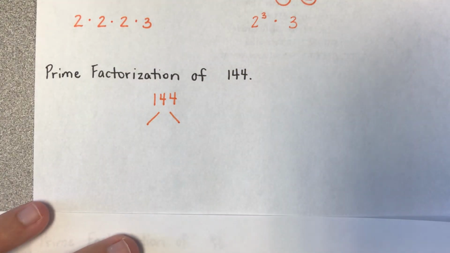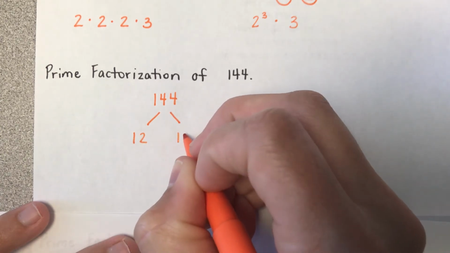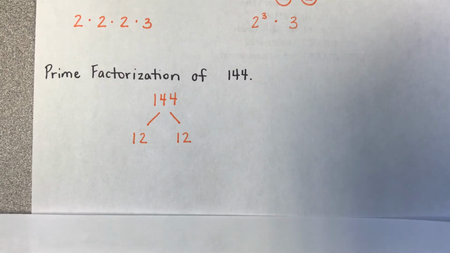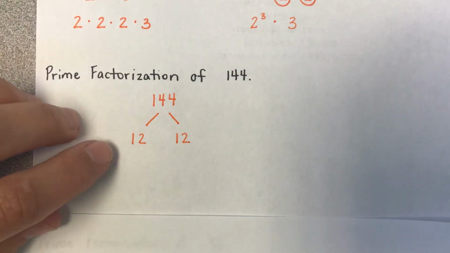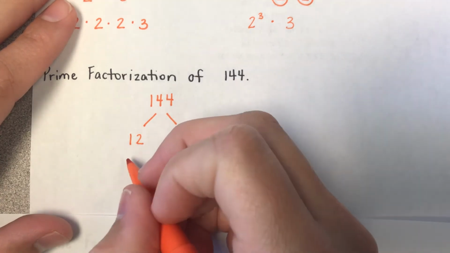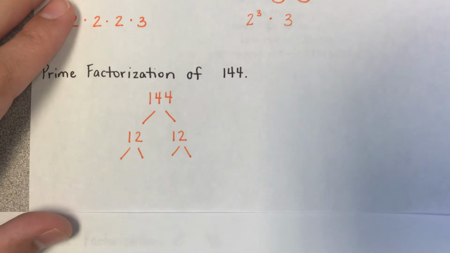Once again, there are many things you can start off with. I usually tend to go with what I think students are going to do the most, and so I think most students are going to pick 12 and 12. Okay, so I've broken it down. Next I ask myself, are either one of these prime? 12 is not prime, so I need to break it down again. I go and draw my branches from both of them.